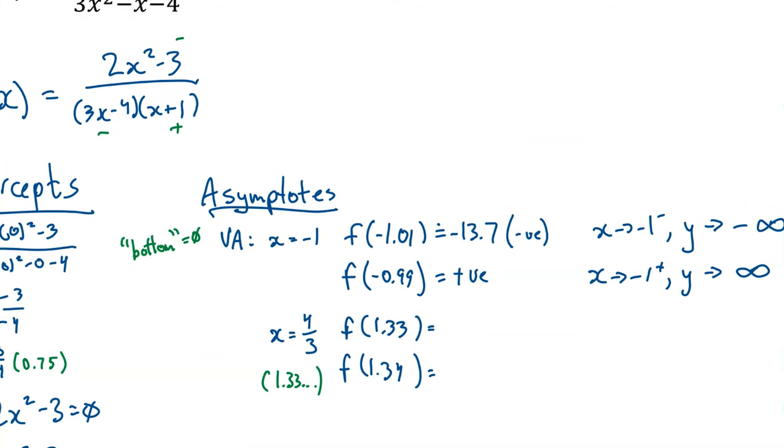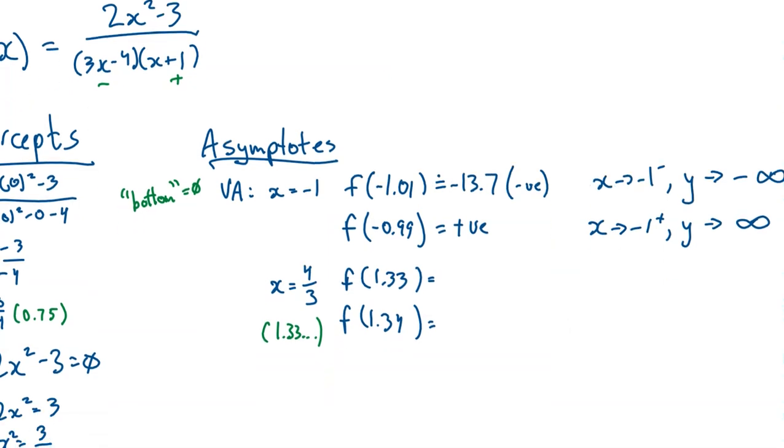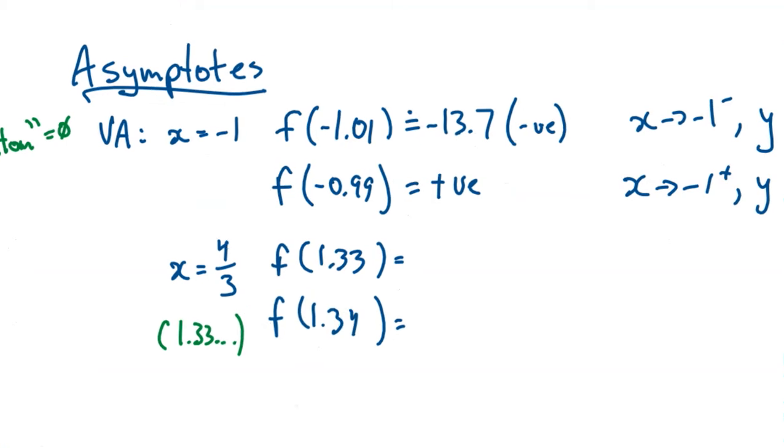And again, when I put them in, this one might be tricky because of that. Like, what is 1.33 squared times 2? I don't know, is that bigger or smaller than 2? That's hard to tell, isn't it? So again, you might end up just punching this into your calculator. And there's nothing wrong with that.